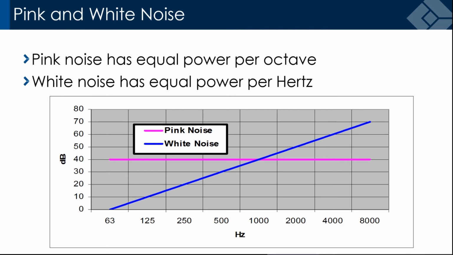So if you're doing noise masking, you may have heard of pink noise and you may have heard of white noise. Pink noise has equal power per octave. So that's my purple curve there, trying to be close to pink. White noise has equal power per hertz and is very different. And in general, pink noise does a better job of sound masking than white noise does.